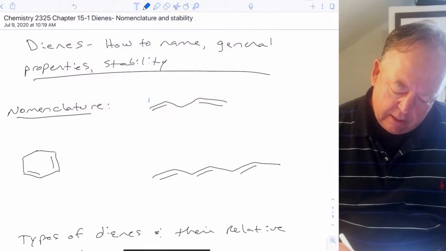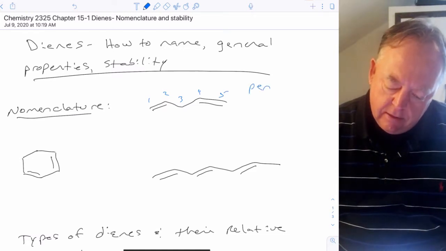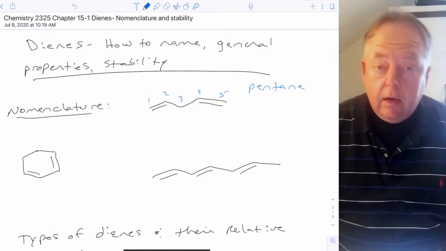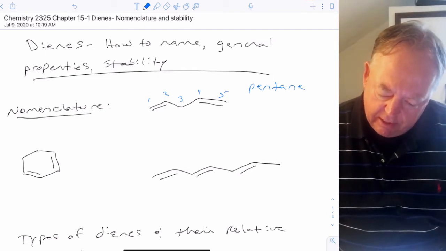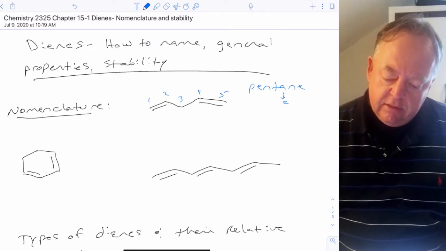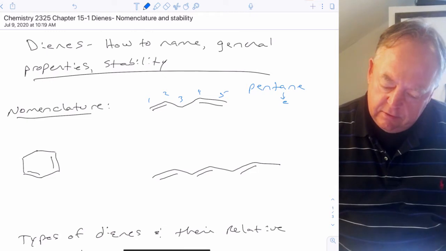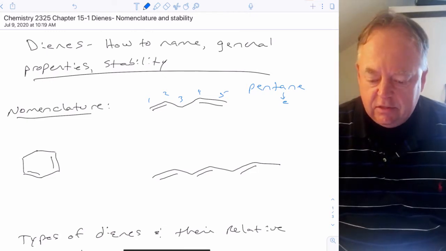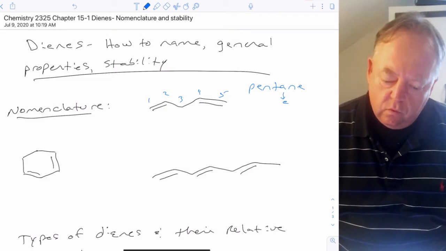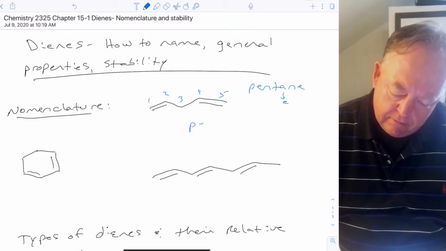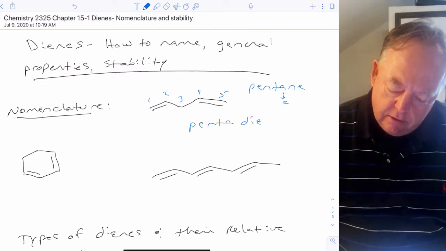So if we were to name this diene, 5 carbons would be pentane. Normally, if it's an alkene, we would change the A to E. In this case, if it's a diene, we're going to keep the A to make it easier to pronounce, and we're simply going to add diene at the end of the word, so it's going to be penta. So we're going to keep the A, but then we're just going to say diene.